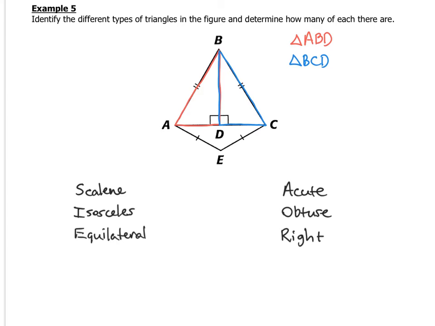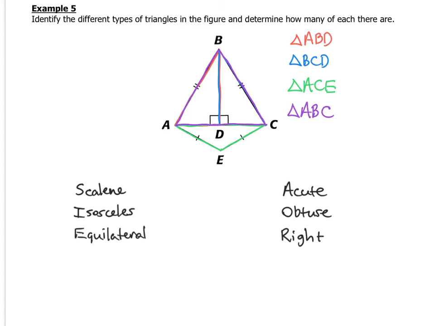I see a third triangle down here below. We'll call that triangle ACE. And then finally, there's a fourth triangle here that's really a combination of those 2 smaller triangles, and that can be triangle ABC. So there's a total of 4 triangles in this picture. So those are the 4 triangles we need to classify using these terms down here.